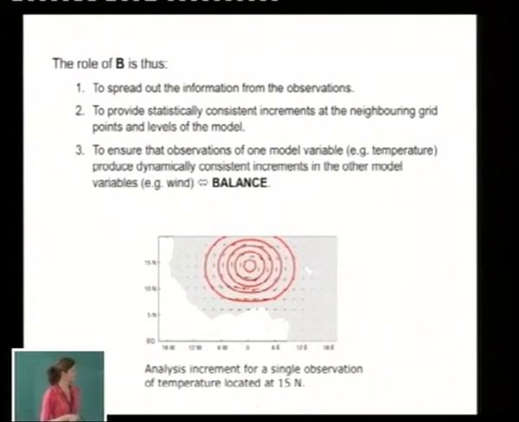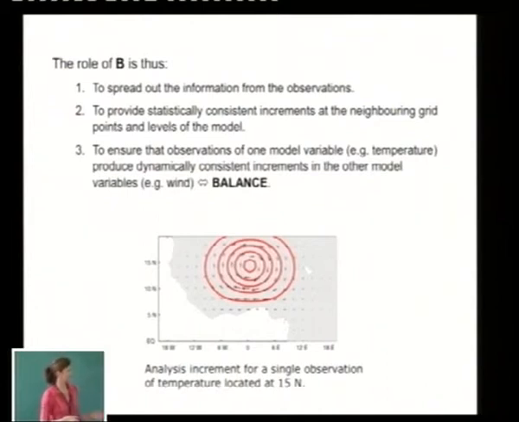So the B matrix, the background error covariance matrix, is doing interpolation and filtering, but in a way we can think of it as just interpolating your observed information in an intelligent and physically appropriate way.